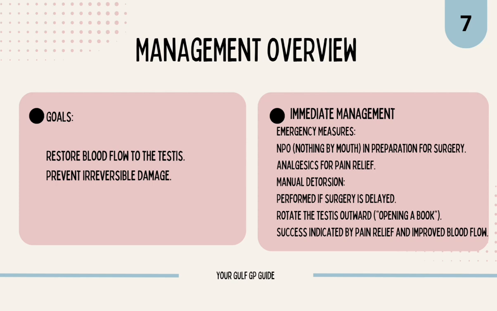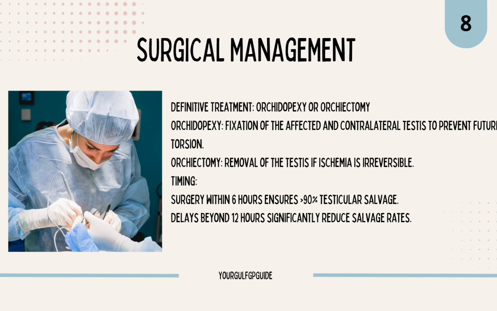Then manual detorsion. You can try manual detorsion like an open book, rotating the testis outward like opening a book. Surgery may be delayed, but you can try. The success indicator is pain relief. If the patient is having pain relief and improved blood flow, then that is a success. But it is better to go for surgery, because that will actually prevent recurrence. Okay, surgical management is definitive treatment: orchidopexy or orchidectomy.